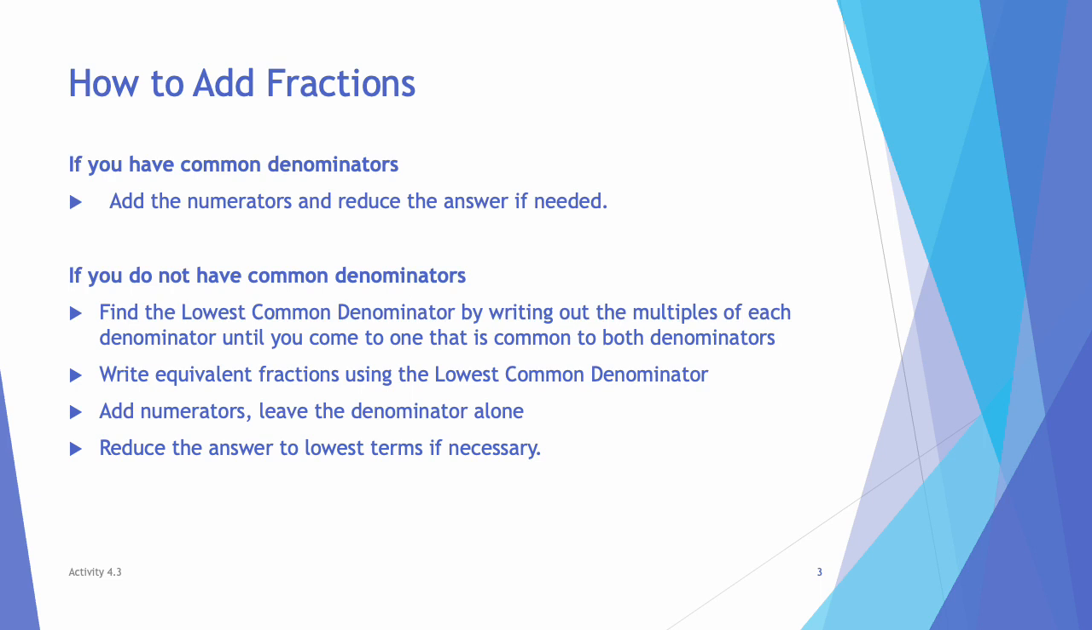Here's the process for adding fractions. If you have a common denominator, you simply add the numerators, leave the denominator alone, and reduce the fractions if needed. If you do not have a common denominator, you first have to find the lowest common denominator by writing out the multiples of each denominator until you come to one that is common to both denominators. Then you write the equivalent fractions using the lowest common denominator. You add the numerators, leaving the denominator alone, and reduce to lowest terms if necessary.